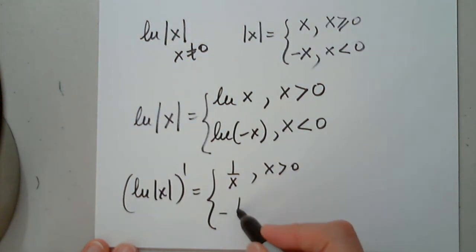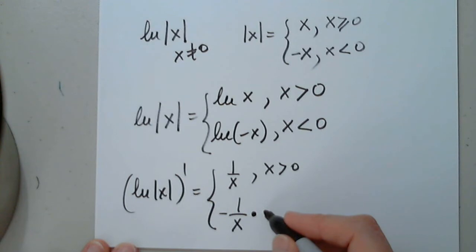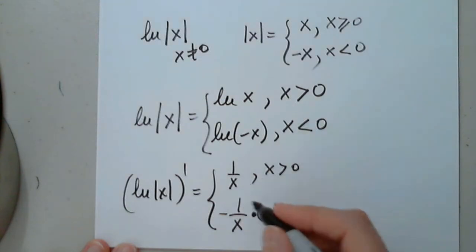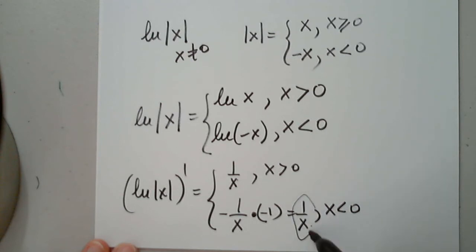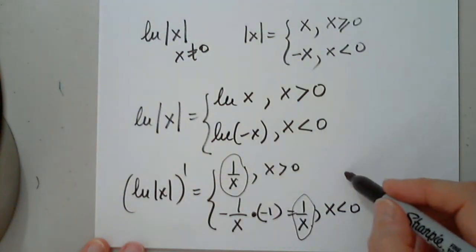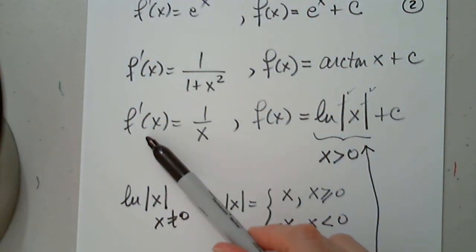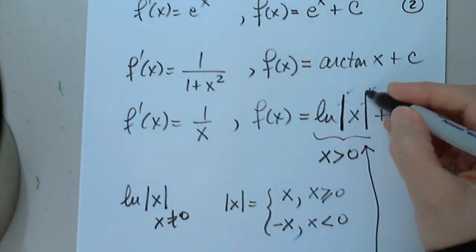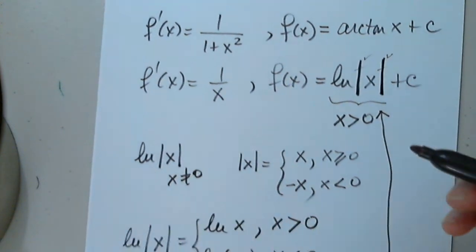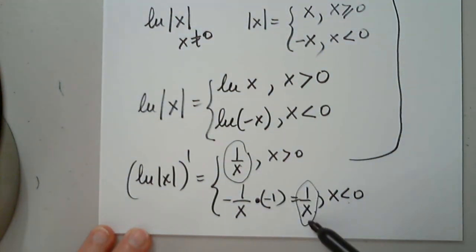Negative 1 over x times the inner function prime, which is negative 1. So that's why I get the same thing. They are the same. Therefore, whenever we are looking at f prime being 1 over x, the antiderivative is natural log of the absolute value of x. Why? Because if x is positive, I get this. If x is negative, I get the same thing.